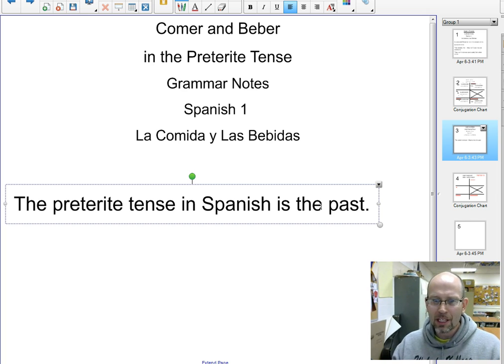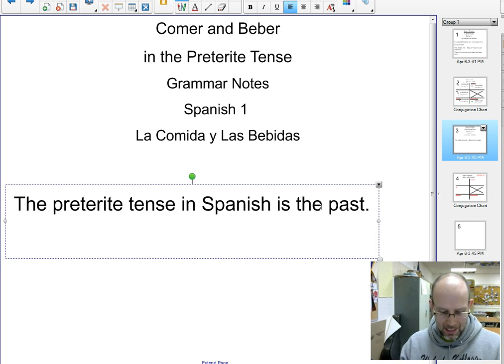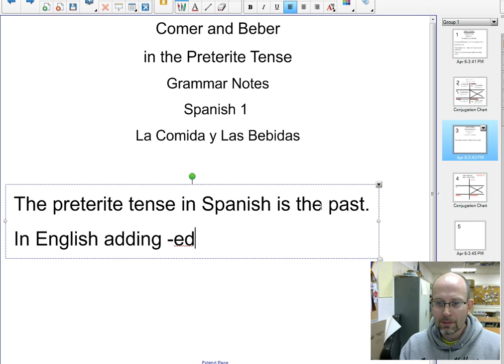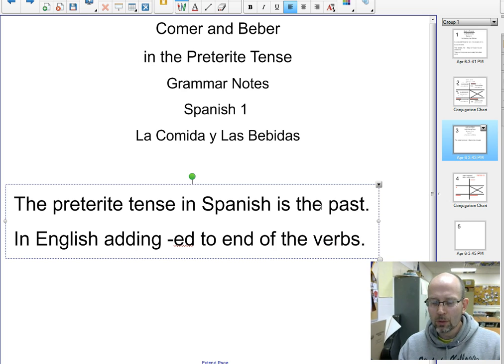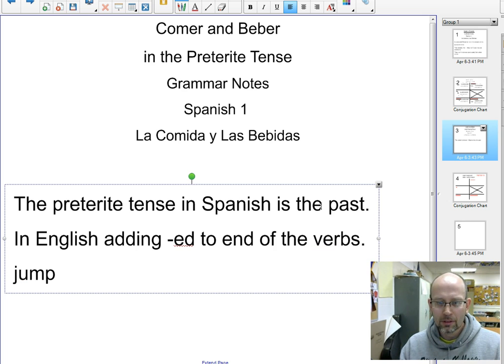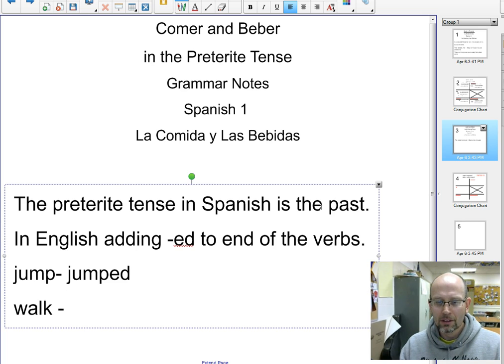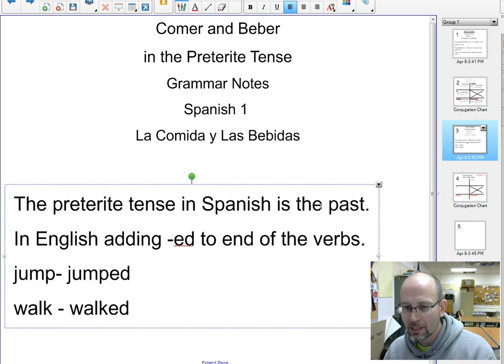But for right now, just think of this. This is our past tense for right now. Usually in English, this is represented by adding ed to the end of verbs. So things like jump turns to jumped. Things like walk turns to walked. And those are the past or the preterite tense.